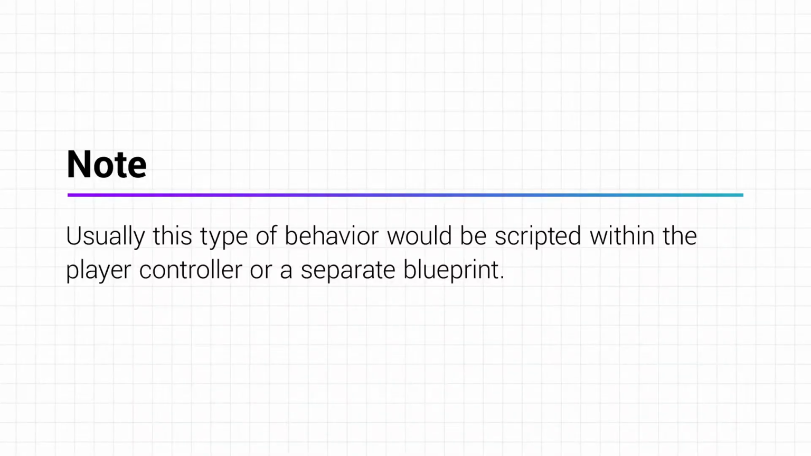We are going to modify our motion controller pawn darts so that we can recenter with the press of a button. After we can recenter, we are going to go back to our DrawBox function and make sure it aligns properly. It's important to understand that this is only for testing. Usually this type of behavior would be scripted within the player controller or a separate blueprint.